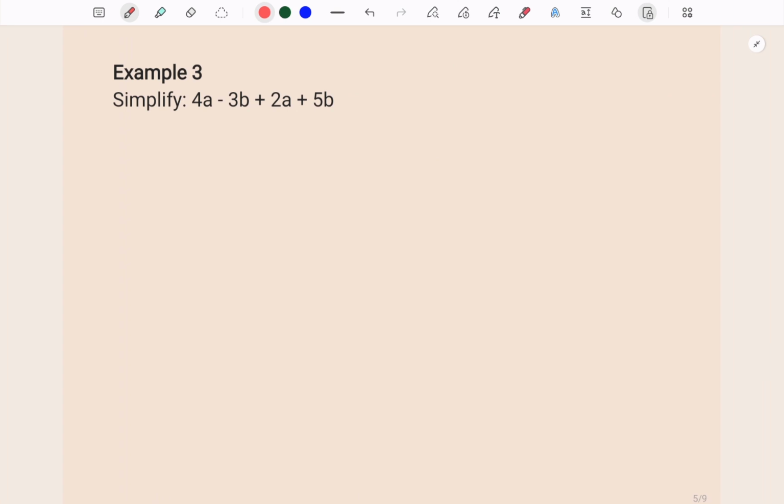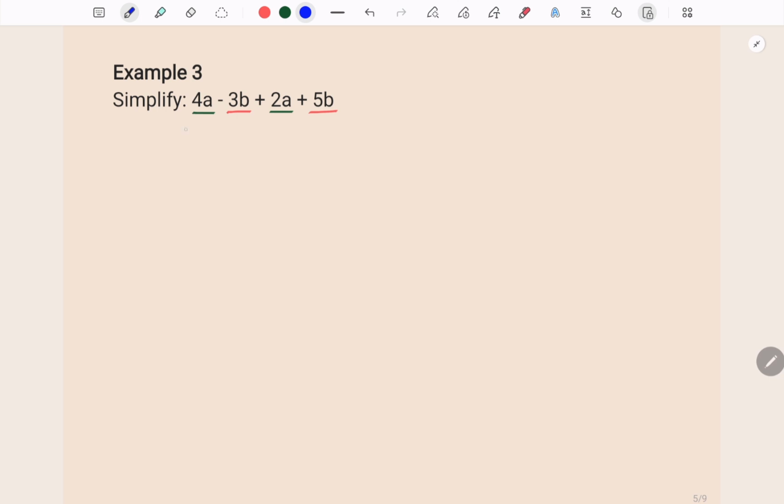Simplify 4a minus 3b plus 2a plus 5b. Here we have two different variables, a and b. 4a and plus 2a are like terms. Minus 3b and plus 5b, these two are like terms.